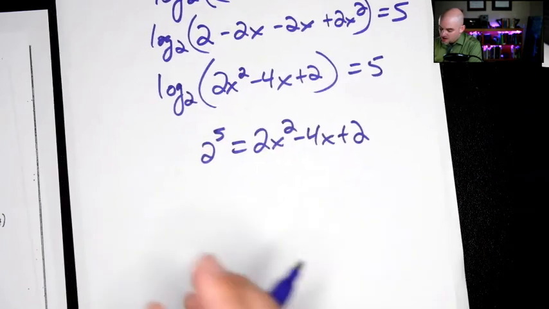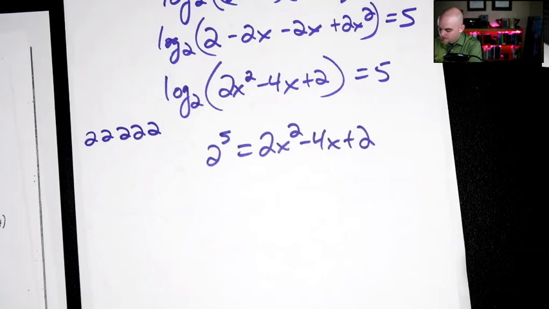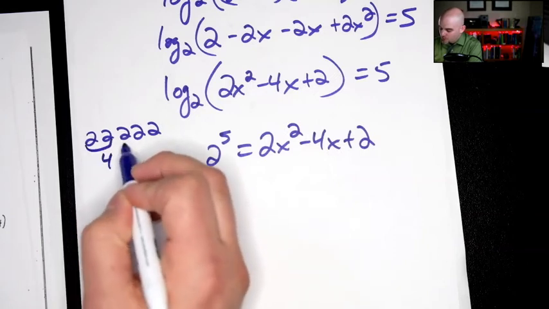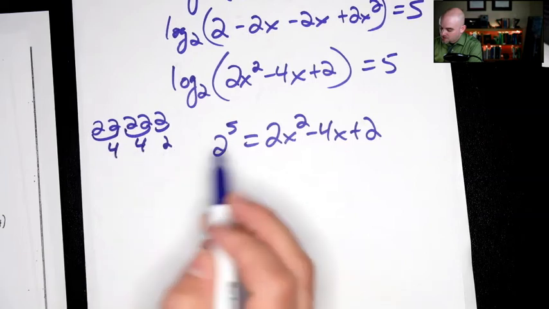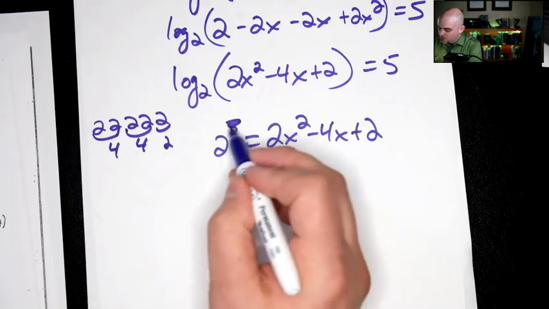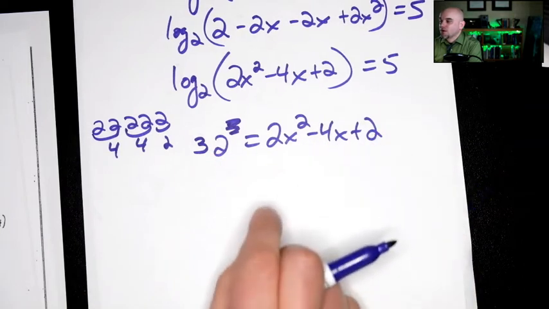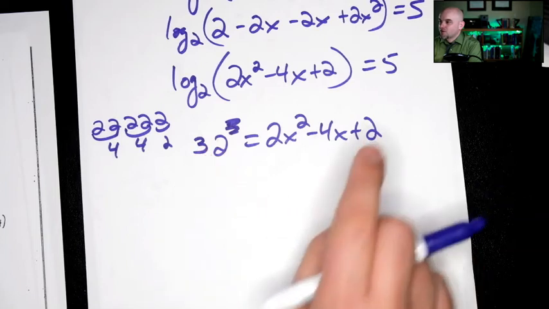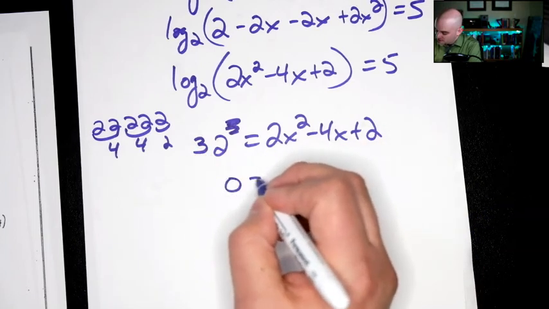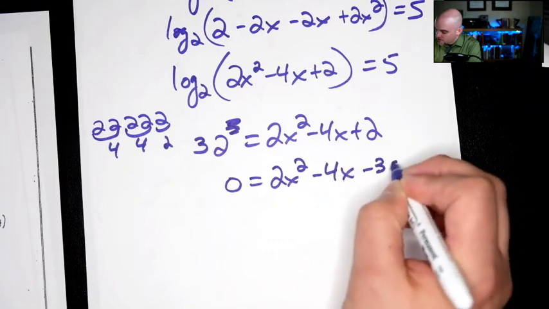And 2 to the 5th, I can actually multiply that out. That's 2 times 2 times 2 times 2 times 2, right? So this is 4, and that's just 2. So it's 16 times 2, or 32. Right? So 32 equals all of that. It's a quadratic. I'm going to move that over. So 32, subtract it from both sides, gives me 0 equals 2x squared minus 4x minus 30.